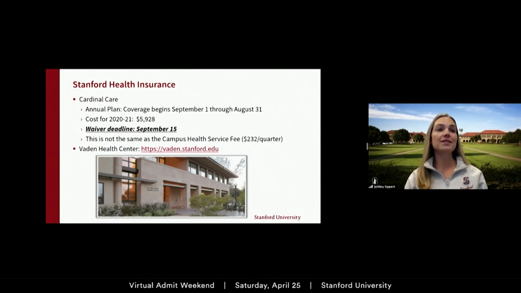Please note that this is not the same as the campus health service fee that is charged every quarter. For more information on health insurance, please visit the Vaden Health Center website at vaden.stanford.edu.